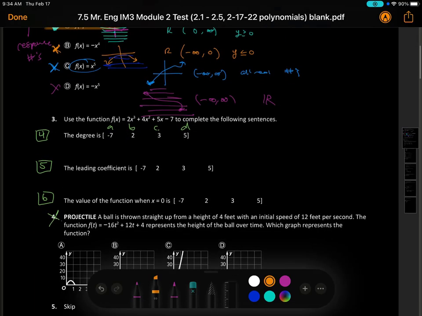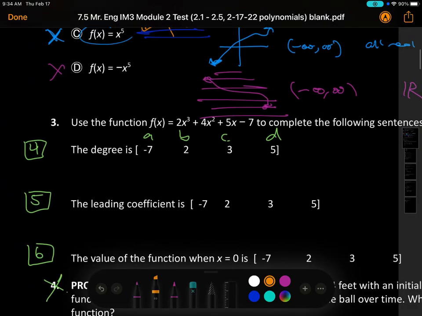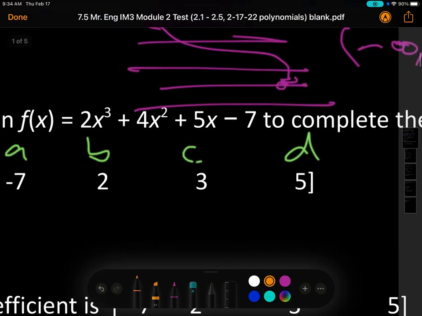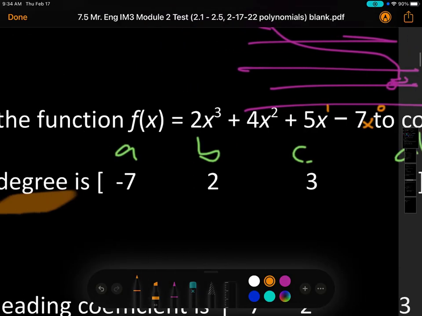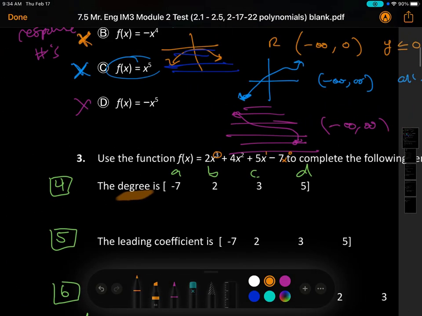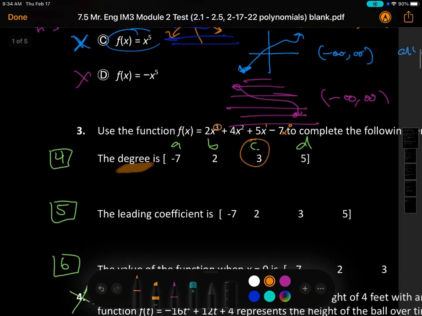Okay, use the function f of x equals 2x to the third plus 4x squared plus 5x minus 7 to complete the following sentences. The degree, okay, let's look at degree. The degree is the highest exponent. So this one, I'm just going to write it. This is 1, this is x to the 0. So the highest degree would be a 3. So response number 4 would be C.